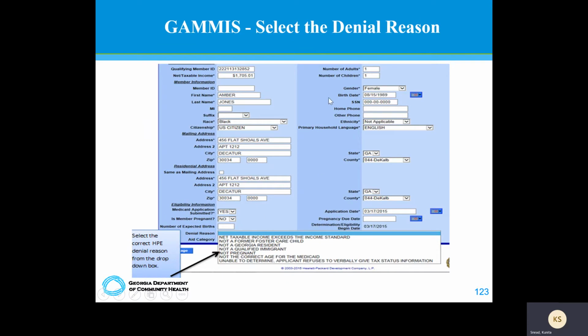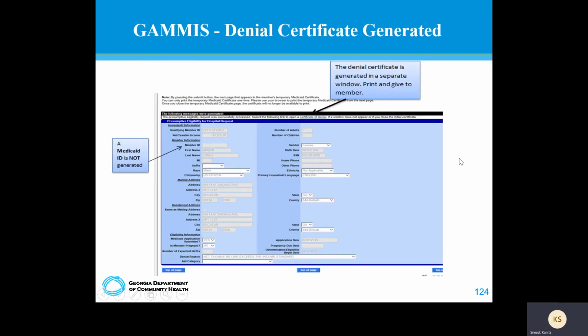So once you fill in all their information from the 632H, instead of picking the A category, you're going to pick the denial reason, and you're going to choose one of those 7 reasons why they were denied. So instead of doing the A category, the only difference is you're going to be picking the denial reason. Once you put the denial reason, you're going to click submit.